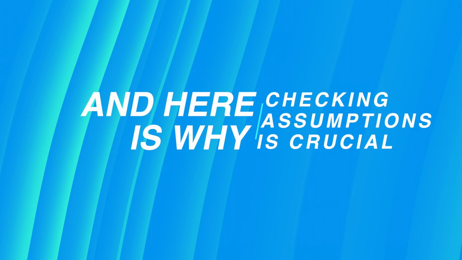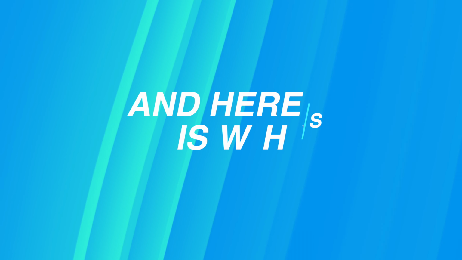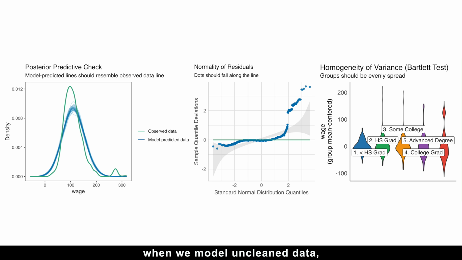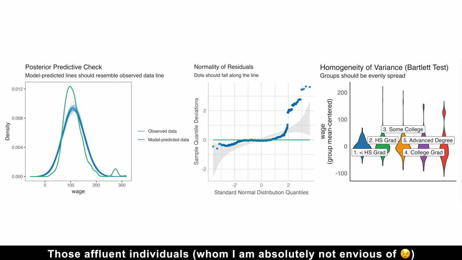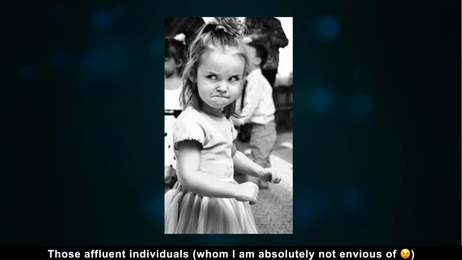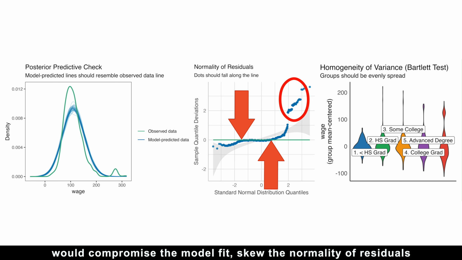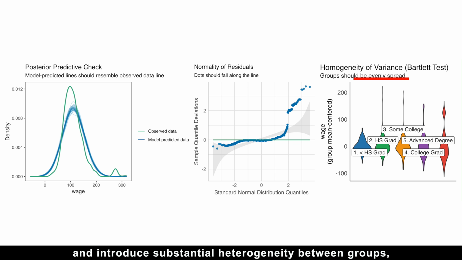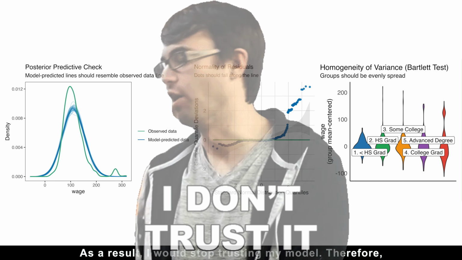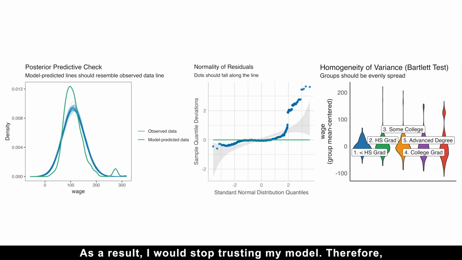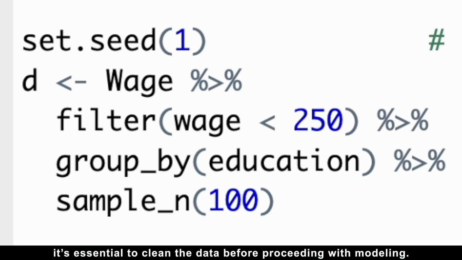And here's why checking assumptions is crucial. When we model unclean data, the model fit deviates significantly from reality. Those affluent individuals, whom I am absolutely not envious of, would compromise the model fit, skew the normality of residuals, and introduce substantial heterogeneity between groups. As a result, I would stop trusting my model. Therefore, it's essential to clean the data before proceeding with modeling.